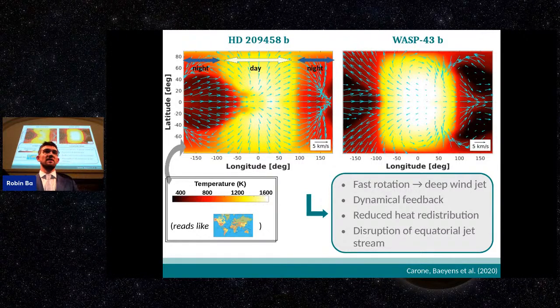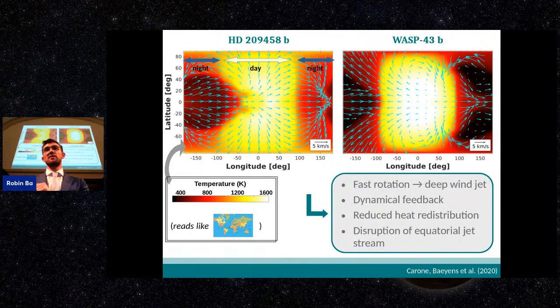Now, we looked into this and we found that WASP-43b has a fast rotation, and that induces a wind jet that goes very deep into the planet, whereas the wind jet on HD 20 remains quite shallow in the more observable layers of the atmosphere. This deep wind jet in WASP-43b induces some dynamical feedback, which feeds momentum from the deep atmosphere, which is a huge reservoir of momentum, towards the upper atmosphere. And this reduces the heat redistribution and disrupts the equatorial jet stream a little bit.